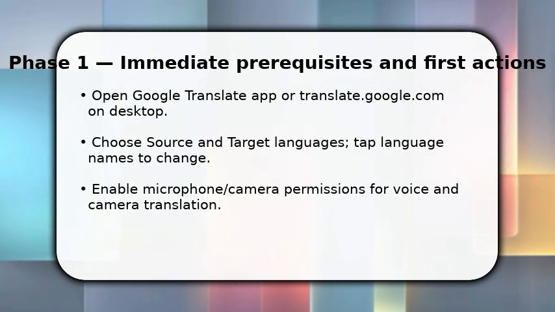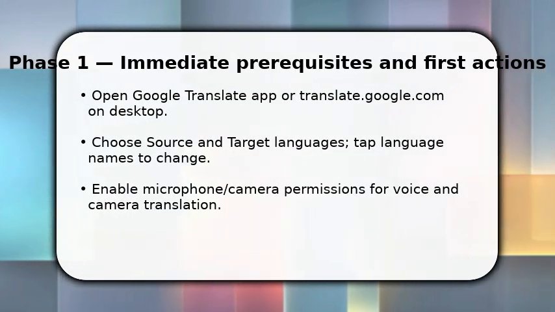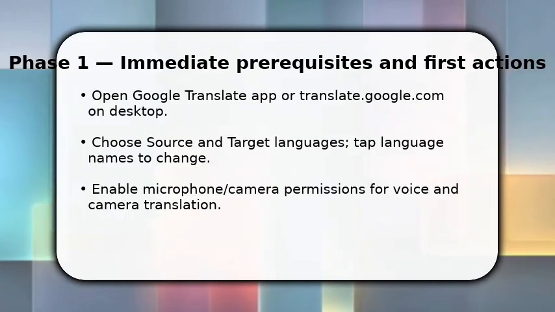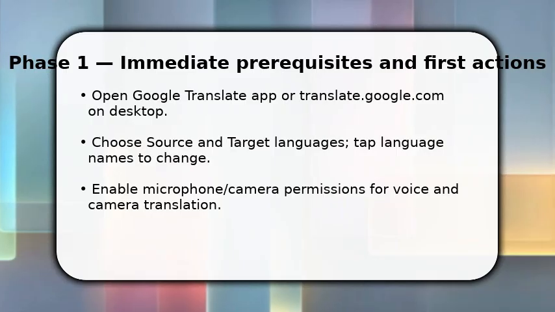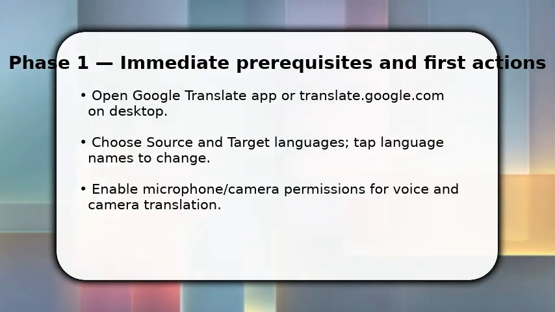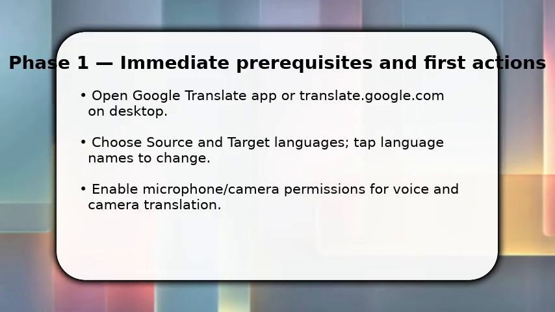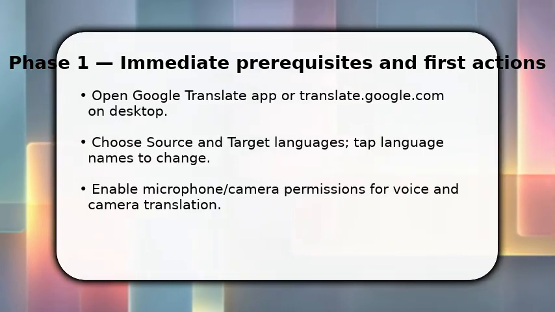You start by opening Google Translate. Choose the app or website and jump right in. First, pick the source and target languages so the tool knows what to convert. Next, grant microphone and camera permissions when prompted, because those enable live speech and instant camera translation.